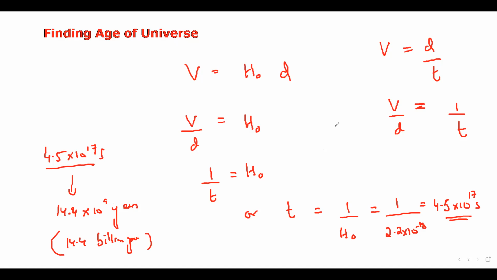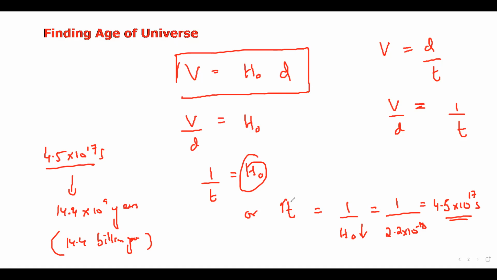So if we want to find the age of our universe, we have the formula speed is distance over time. According to Hubble's law, speed is equal to the Hubble constant times D. So V divided by D is equal to the Hubble constant. According to the current value of the Hubble constant, the age of the universe is 14.4 billion years. But with the passage of time, as we get more data, the value of the Hubble constant will change. If the value of the Hubble constant decreases, the time will increase, which means the age of the universe will increase.